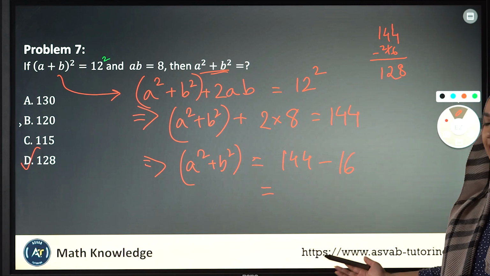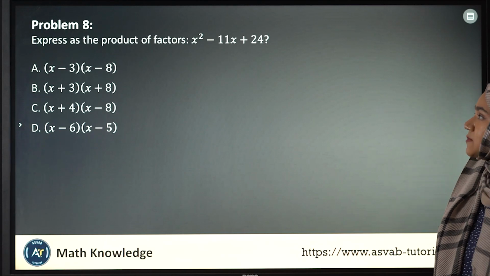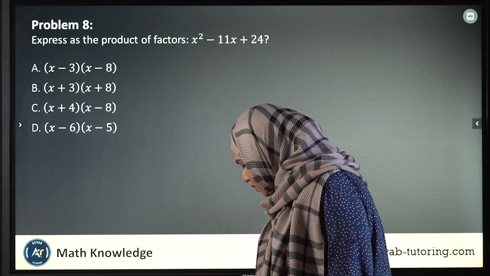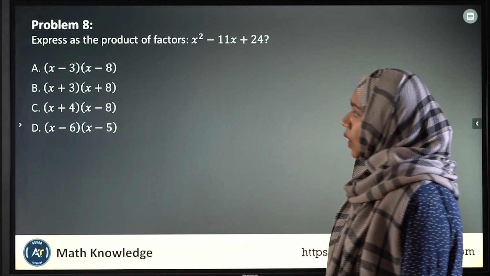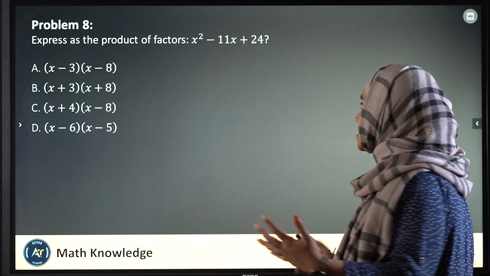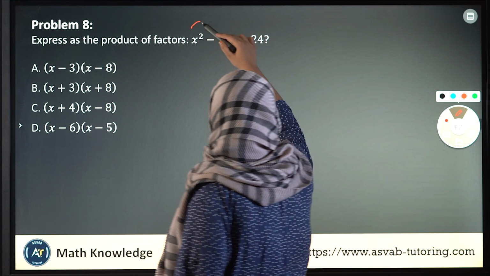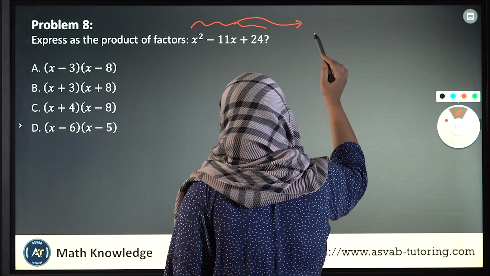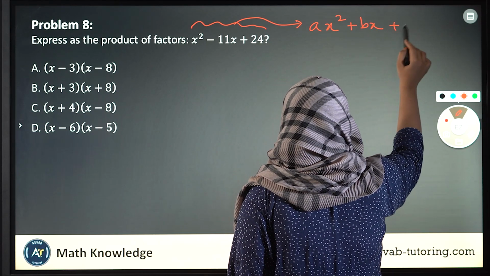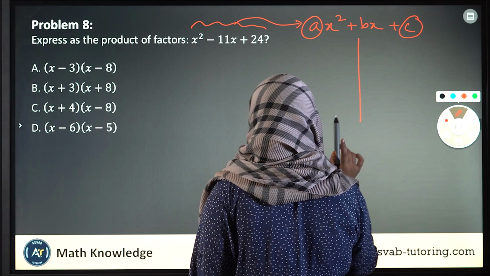And with that being said, let's move on to problem number 8. Express the product of factors x squared minus 11x plus 24. So to start this off, what we need to know is how to solve quadratic equations. And there's a format which is called middle term break, all right? So let me just break this down. If you want to go through middle term break, generally there are 3 terms in middle term break, all right? The first term and the third term need to be multiplied for the very first step.